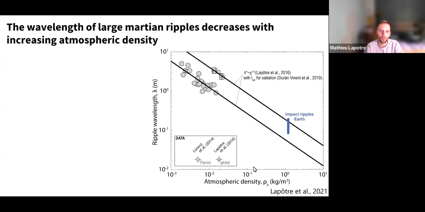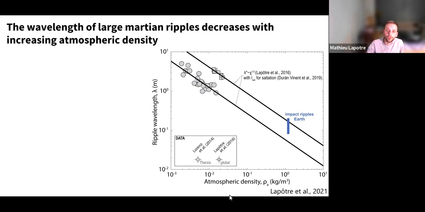Now, this conclusion is further supported by looking at the distribution of large ripple wavelength globally on Mars in dimensional form. So putting everything back in dimensional space, here I'm plotting ripple wavelength on the y-axis as a function of atmospheric density here on the x-axis. And thanks to Mars's large range in surface atmospheric density today, we measured the size of ripples from the top of the largest volcano in the solar system all the way down to the bottom of the deepest impact crater on the planet. It's about 28 kilometers of elevation range.